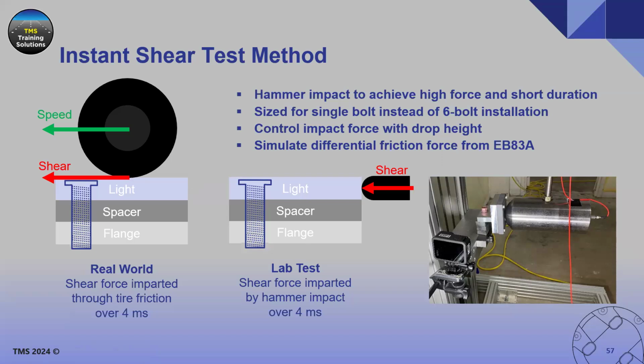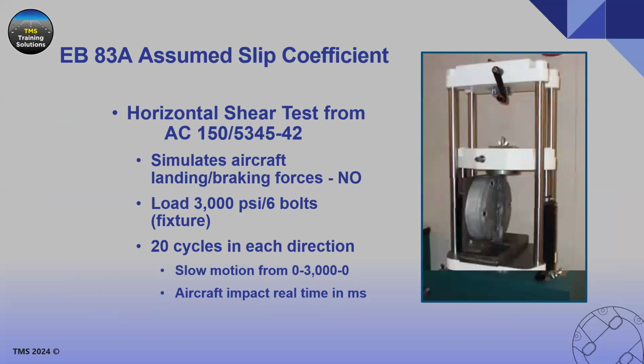And so what this does is it eliminates all of those variables that go into the EB83 analysis and calculation by using a physical test to simulate the forces involved in that high-speed braking event. We sized it down for just one single bolt rather than a 6-bolt installation, but the assumptions in EB83 are that there's even clamping force with all 6 bolts in the fixture. So we just did a simulation with 1 bolt on all the same components. Now Mary can talk about some of the results of operating this test and the horizontal shear test that she's conducted.